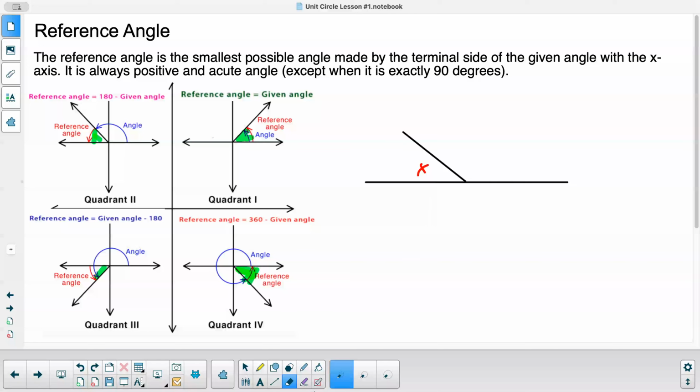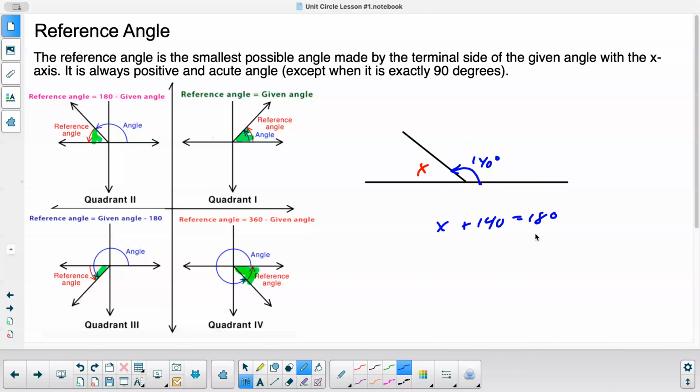And if I wanted, let's say I knew that this angle right here was, I don't know, like 140. Well, what would this be? Well, these have to add up. These are supplementary. They add up to 180. So, x plus 140 equals 180. So you would minus 140, and that'll give you your x. Okay. So that's how you do it there. It's 180 minus the given angle.